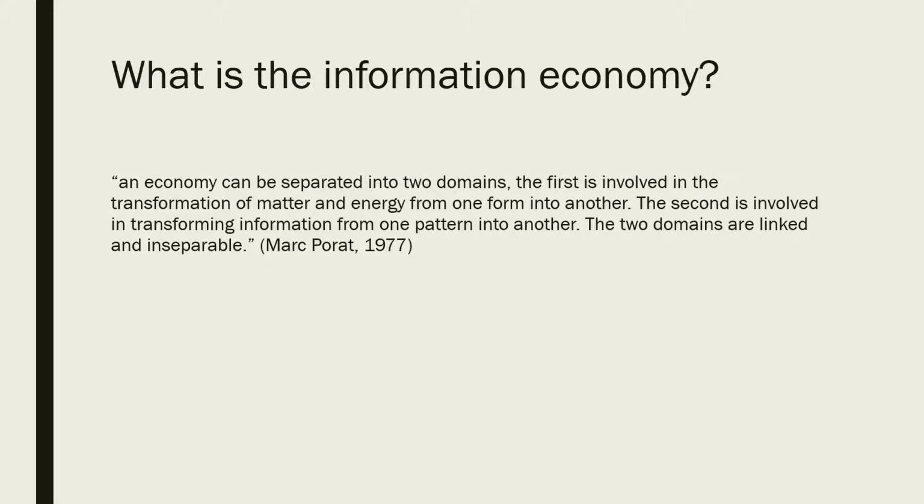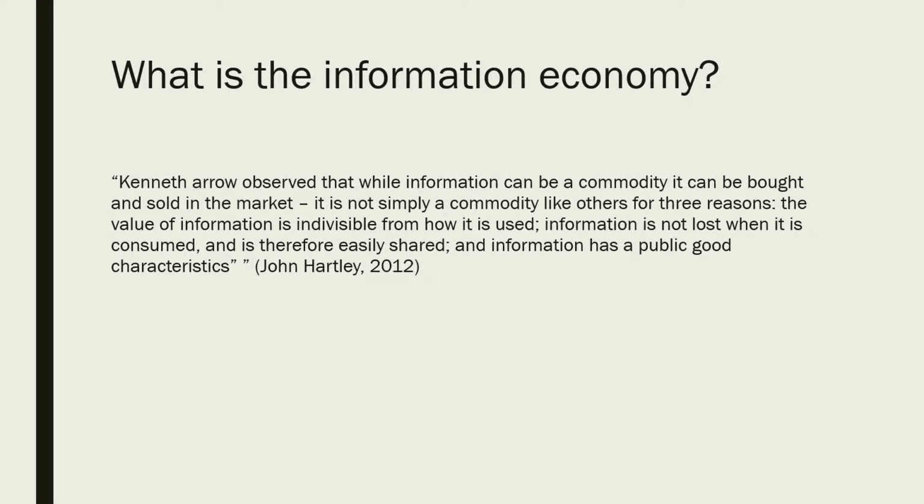From this it follows that for a thriving economy to exist within a country, both the information and industrial are linked, and as such, it's hard to measure the contributions of the information economy to a country's GMP. It is also further shown by Kenneth Arrow that while information can be a commodity, it can be bought and sold in the marketplace.